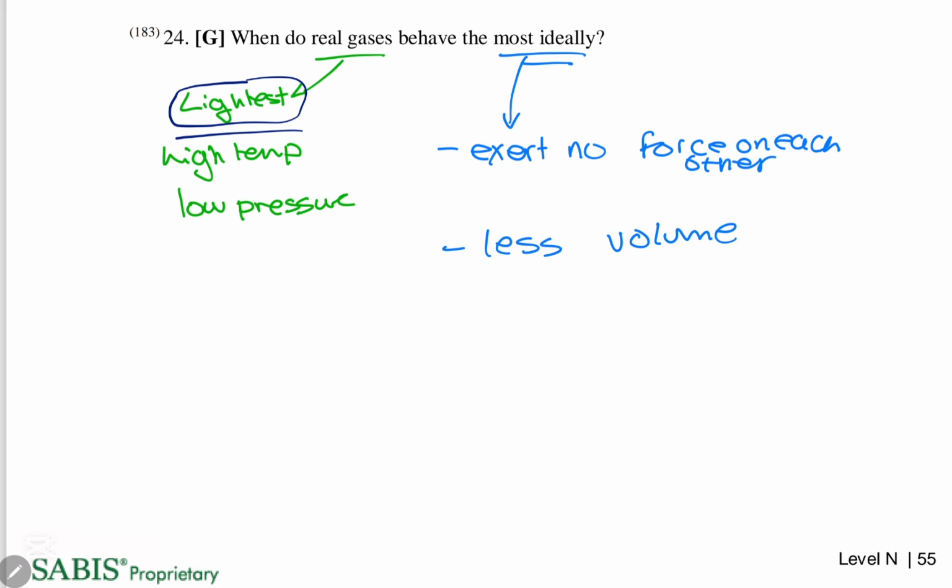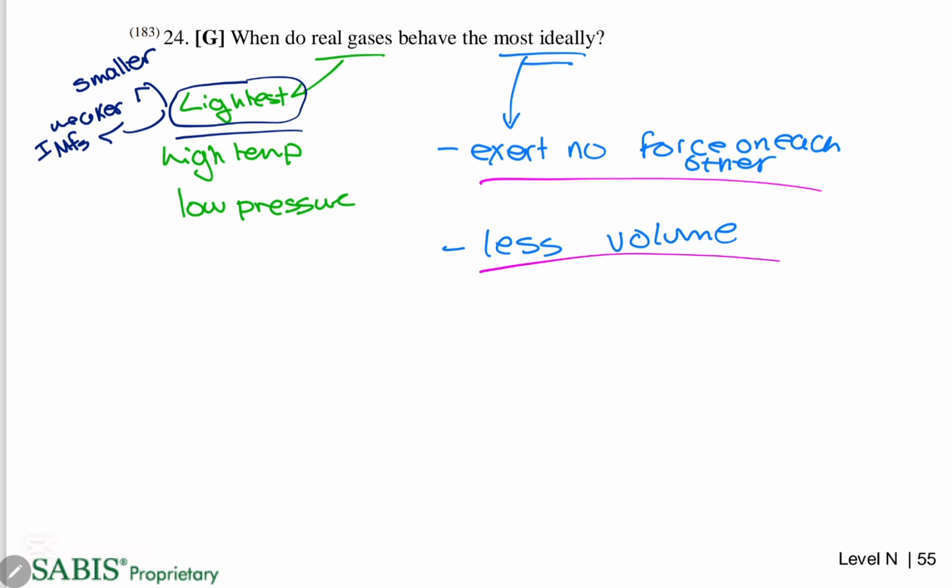Why, if they are lighter, will they have a more ideal behavior? Very simply, if they are lighter, then they are smaller, right? They have small atoms or molecules, so they have negligible volume. On top of that, they have weaker intermolecular forces. And we know that they exert no forces on each other, and they're smaller, which means they have less volume.